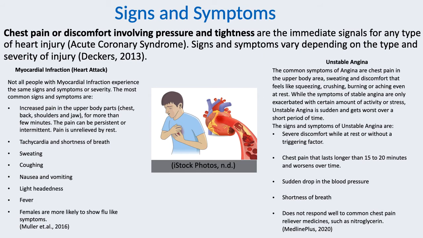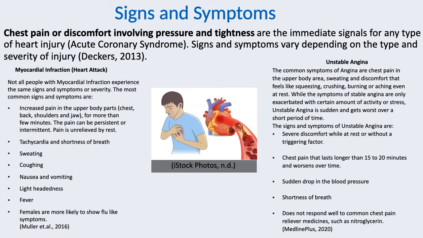Other symptoms of myocardial infarction include high heart rate or tachycardia, shortness of breath, excessive sweating, coughing, nausea, vomiting, development of fever, lightheadedness, or dizziness. Females are more likely to show other flu-like symptoms, such as clamminess or cold sweats. The other type of acute coronary syndrome is unstable angina.